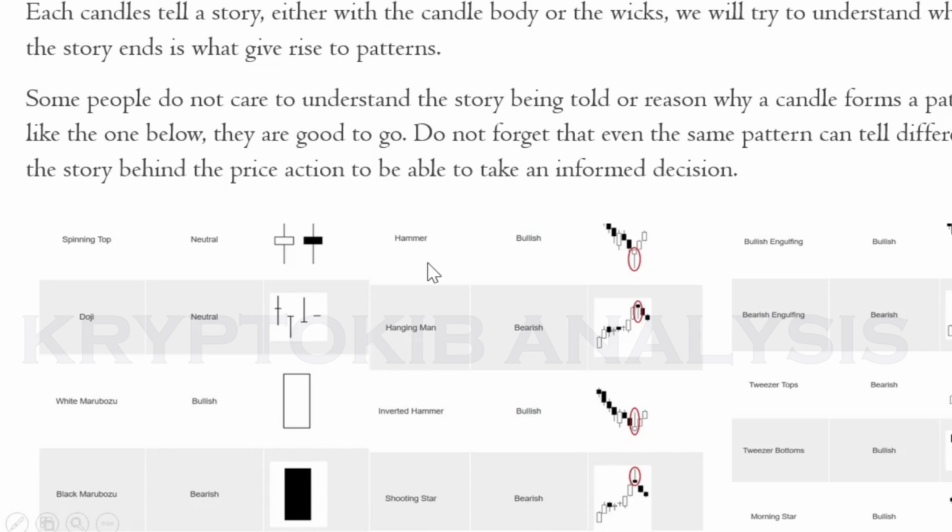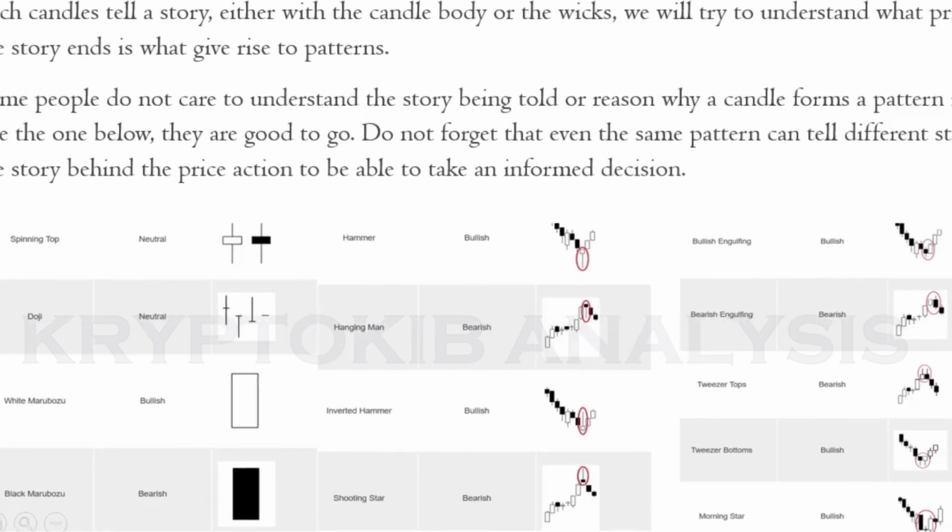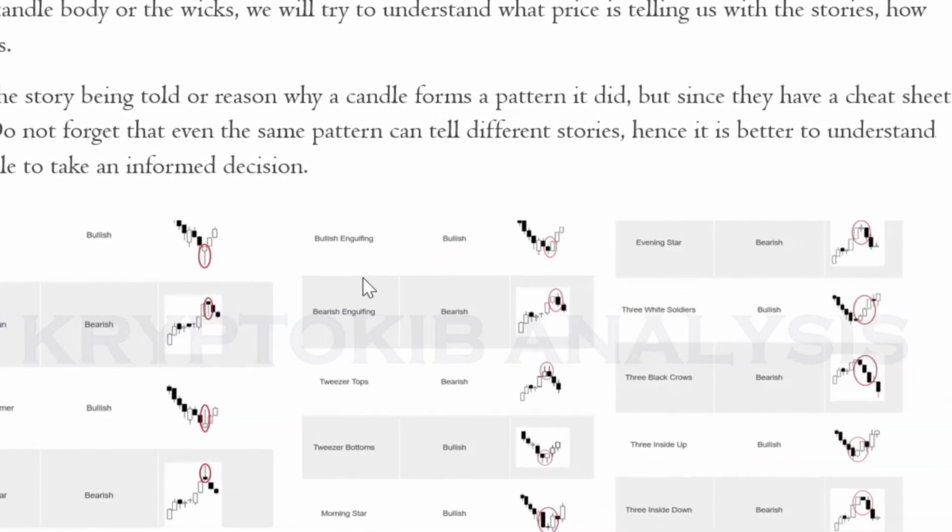Then we have the hammer, which happens to be a bullish setup. The hanging man, which is bearish. The inverted hammer, which is bullish. Shooting star, which is bearish. Then we have the bullish engulfing. You will be familiar with this definitely, which is also bullish, as it is in the name. So bearish engulfing also, which is bearish. Tweezer top, which is bearish.